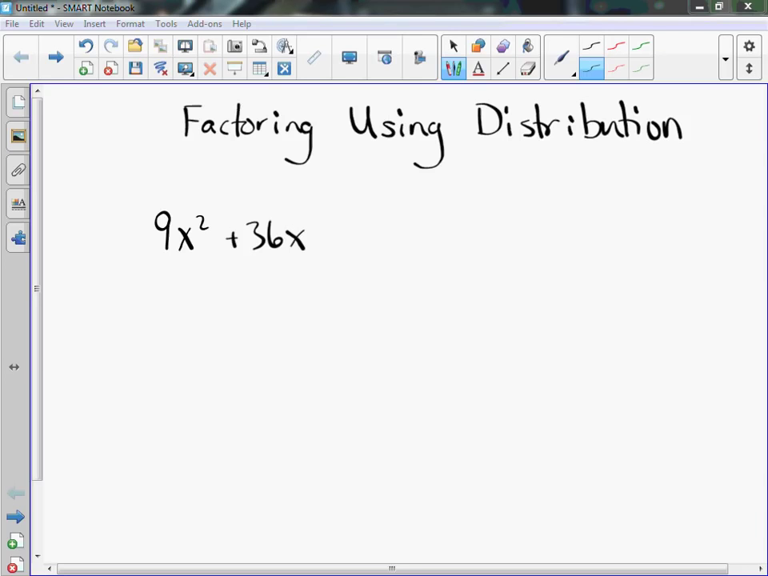Okay, today we're going to talk about factoring. We're going to continue on with what we were doing with greatest common factors. Before, we just found the greatest common factor. Now we're going to take an expression like this one, 9x squared plus 36x, find the greatest common factor of each of the terms, and then write this expression the way it would have looked before you used distribution. So we're kind of undoing distribution.